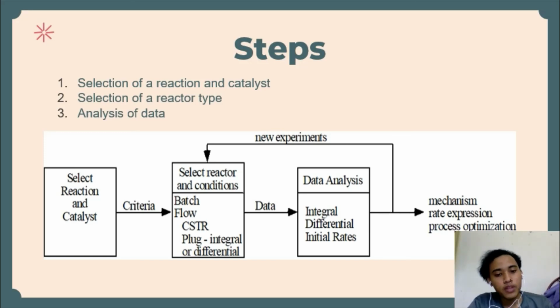After we finish the experiment, we need to collect all the data and do the data analysis, which is integral, differential, and initial rates of the data that we found. After that, we will find the results that we want, which are the mechanism of the experiment, the rate expression, and the optimization of the catalyst that we use. Okay, done for the steps.